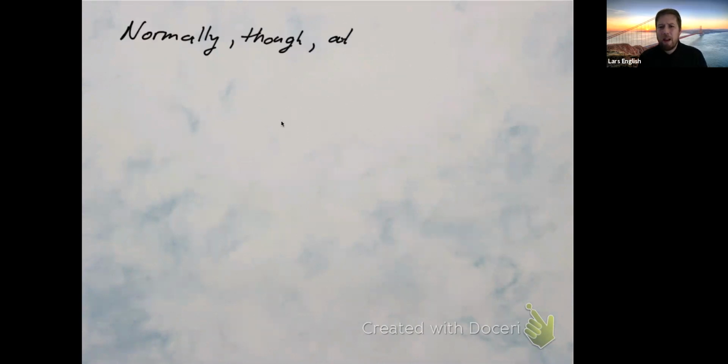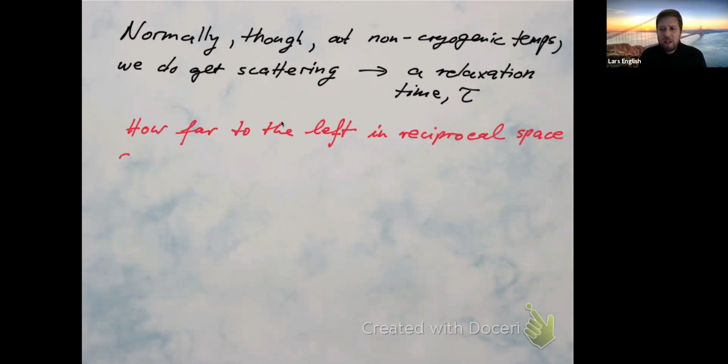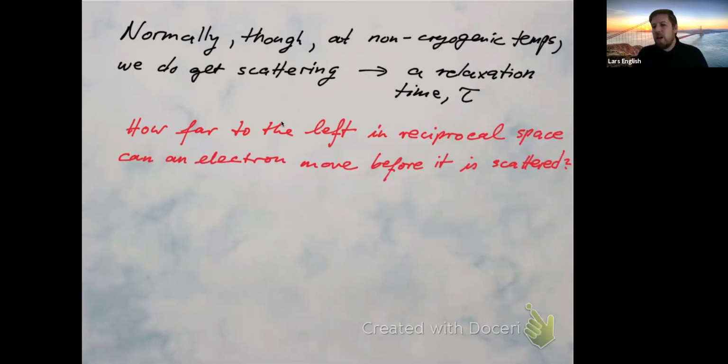But normally, under normal circumstances where we're not at cryogenic temperatures, we do get scattering, and actually from the Drude model we know that the relaxation time is very short. So these scattering events happen very rapidly in succession, and so that assumption is normally not satisfied. So then the question has to be reframed a little bit. We could ask, how far to the left in reciprocal space can an electron move before it is scattered? That is a question I want to address now.